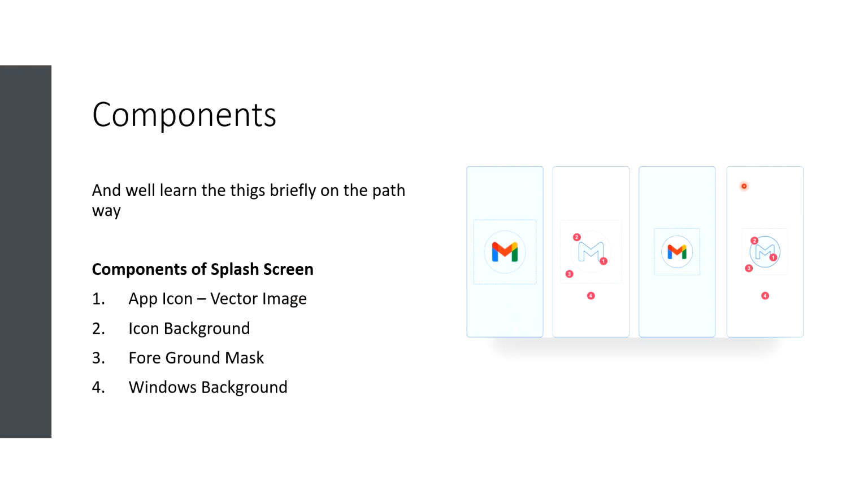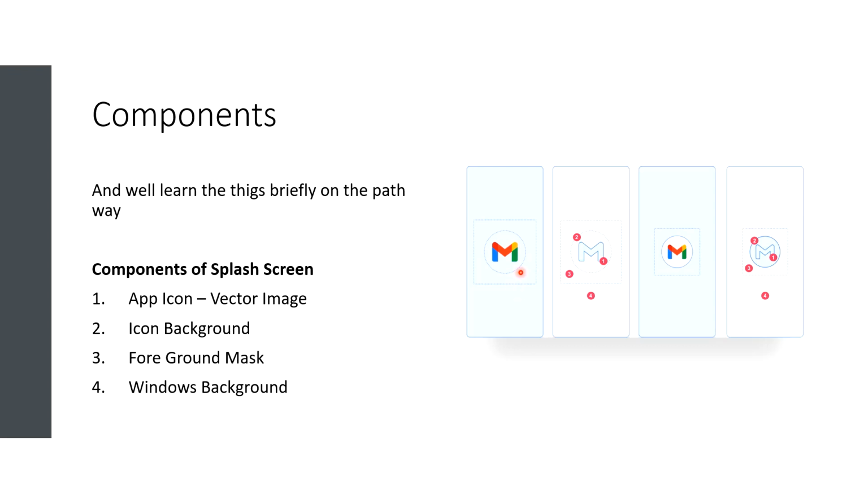So consider this example. We have a Gmail logo where the app icon is the symbol which represents the mail, and the icon background is the background that encircles the icon M. So this forms the app icon's core image and the icon background. The third one is the foreground mask. The foreground mask is the encapsulated body of your app icon and the icon background, which should be masked with the foreground layer.